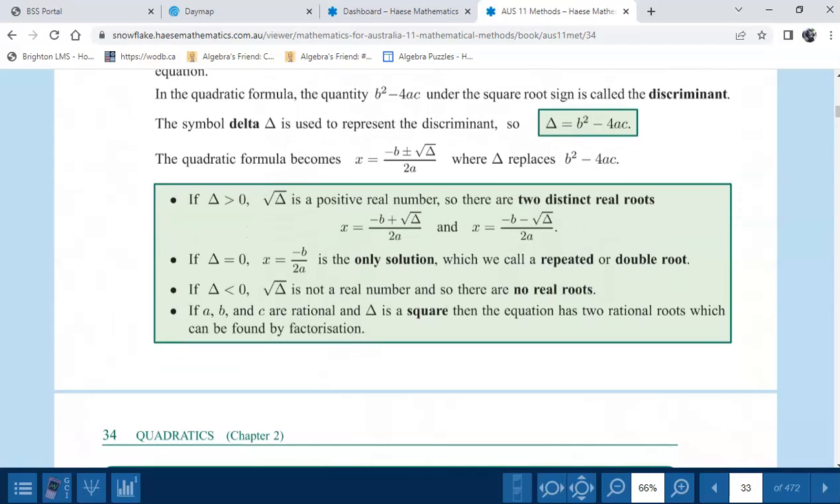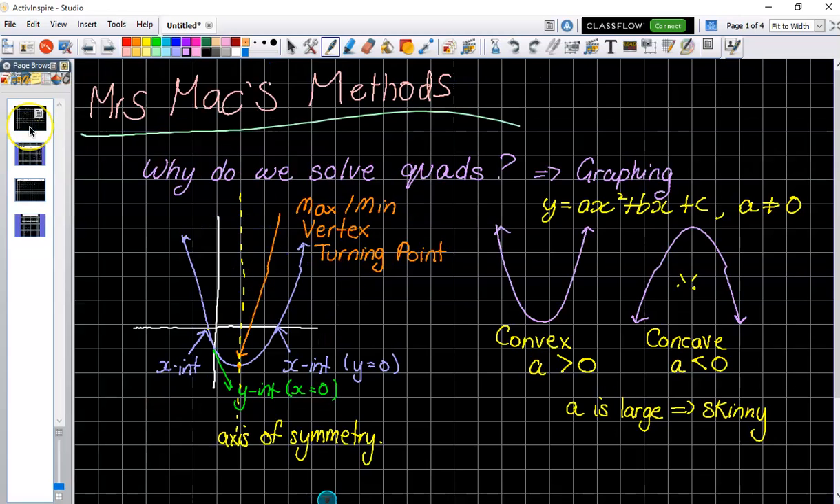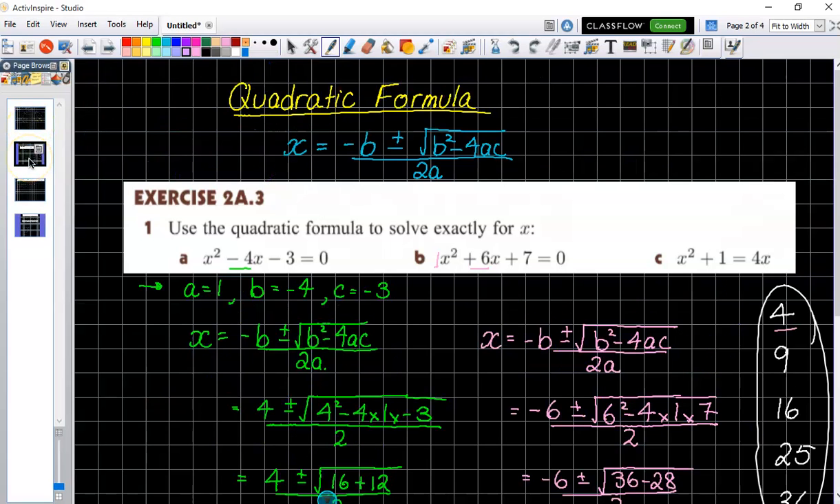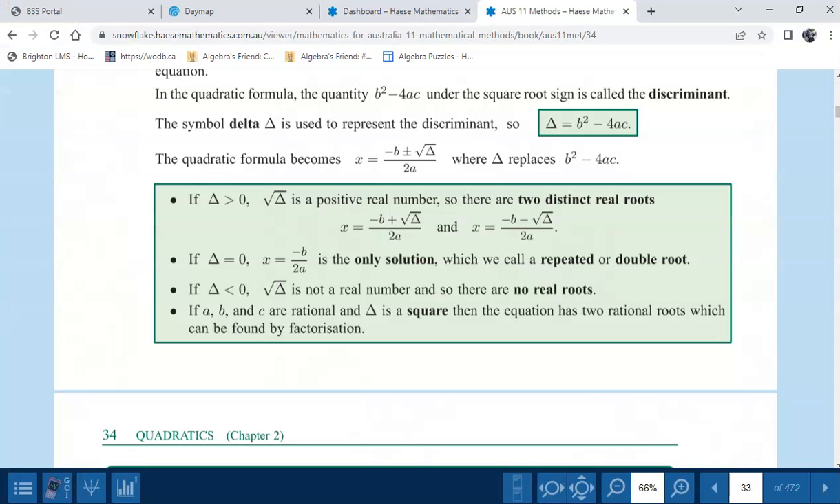If the discriminant, the thing underneath the square root, equals 0, well, then if we go back to the formula, we would end up having here 4 plus 0 over 2. Isn't that the same as 4 take 0 over 2? You get the same answer twice. So that's what we call one solution or a repeated root. Graphically, what does that look like? It touches the x-axis, right?